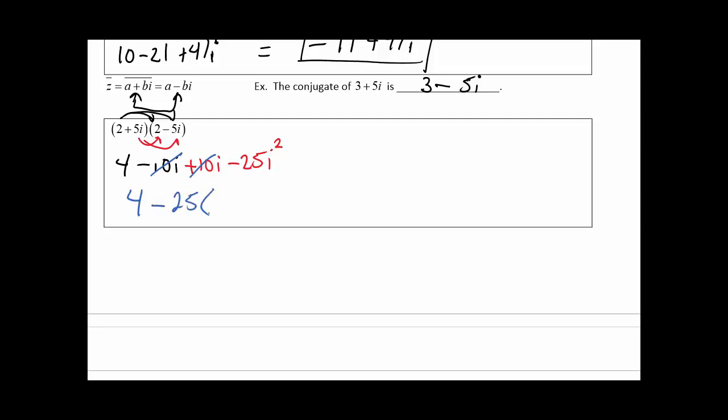And then i squared we replace with negative 1. So this whole expression becomes 4 plus 25, which is 29. Right? So anytime we're multiplying by two conjugates, this very interesting property takes place where all the i's disappear and we're left with an actual real number.